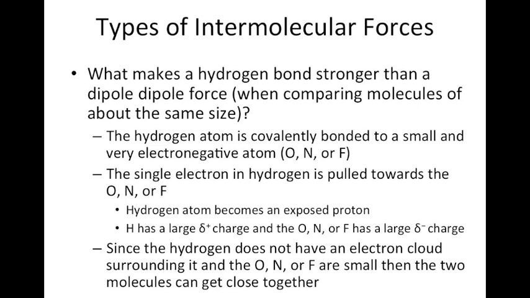Since the hydrogen has only one electron, a neighboring molecule can get very close to it. Again, the distance between the two molecules will be very small. That makes a hydrogen bond much stronger than a typical dipole-dipole interaction when we're comparing molecules of the same size, because you have a very highly partially negative region and a very highly partially positive region. And these atoms, the oxygen and the hydrogen, are fairly small atoms, so the molecules can get very close to each other.